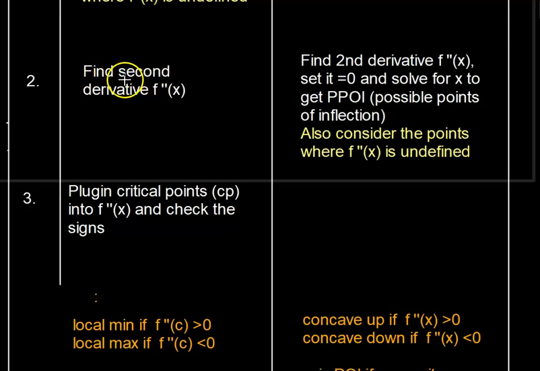For the second step, we find the second derivative for local maxima minima, and for concavity as well, we need the second derivative. But here we need to do something more. We need to get the possible points of inflection, PPOI. How do we get them? For that, we just set the second derivative equal to 0 and solve for x, just the way we find critical points. And in case of a rational function, we also consider the points where the second derivative is undefined. This happens in case of a rational function. But if it is a polynomial function, then the function won't be undefined anywhere.